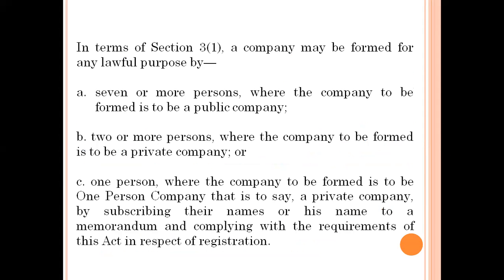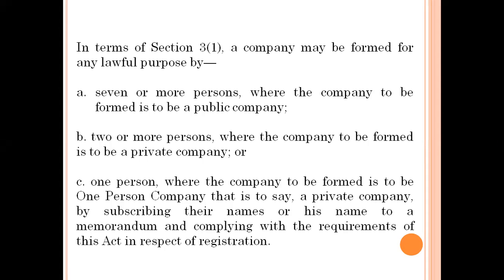In terms of section 3(1), a company may be formed for any lawful purpose. 7 or more persons where the company to be formed is to be a public company. So whenever you want to form a public company, the required number of members is 7. 2 or more persons where the company to be formed is to be a private company.